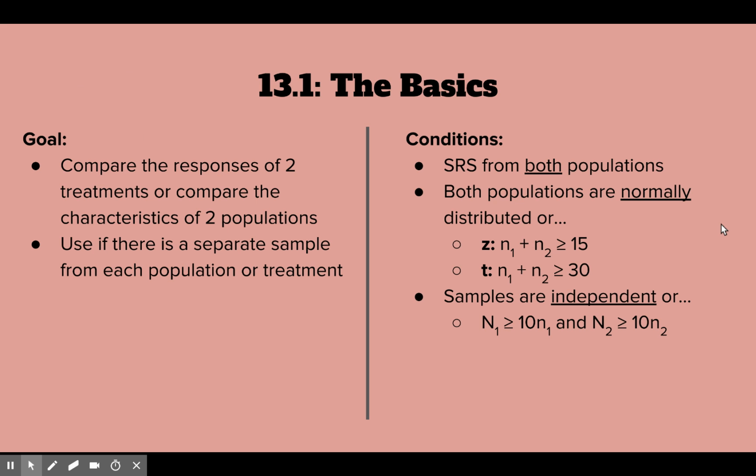And for me, I like to remember that the t has to be larger because since the population standard deviation isn't known, we need a larger sample size or aggregate sample size in this case in order to be sure of our distribution. And then lastly, the samples must be independent, or the populations for each sample must be at least 10 times the size of their respective samples.